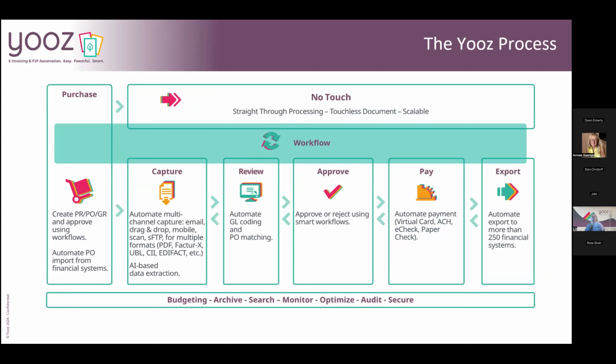And so just looking at the workflow here inside of Yooz. Yooz is a full P2P solution. So we can start with the purchase inside of Yooz, or we can bring in those purchase orders from Microsoft Dynamics. So either one there. And we can start automating the capture of your invoices from multiple different places. If that's from your AP inbox, if you are scanning some of those in, dragging in files, maybe taking a photo of invoices from our mobile app. We can also set up EDI to have direct invoices come in and produce from that raw data.